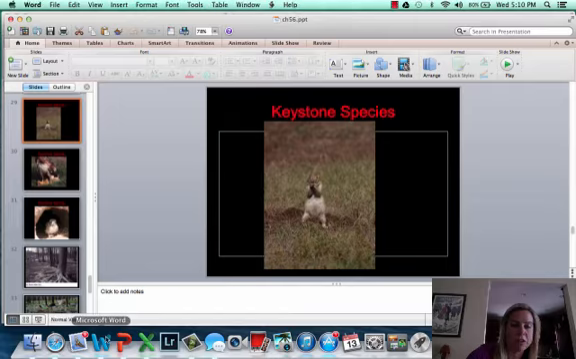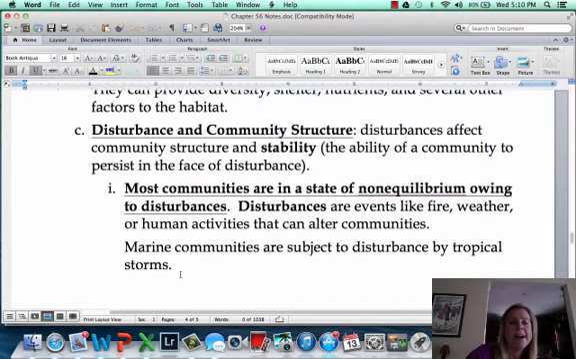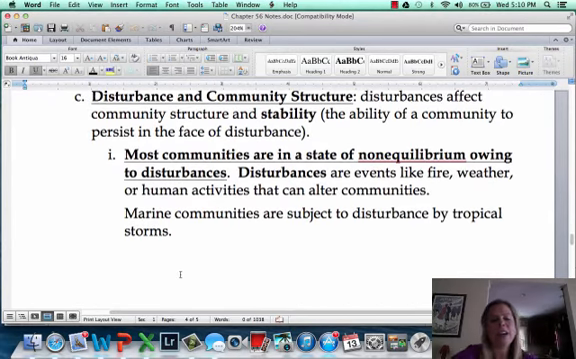All right, let's go back to here. Let's finally start with disturbance and community structure. So disturbances are going to be something that is a huge change to the community. It could be an event like a fire. It could be a mudslide. It could be a huge storm. Or, unfortunately, it could be human activities.